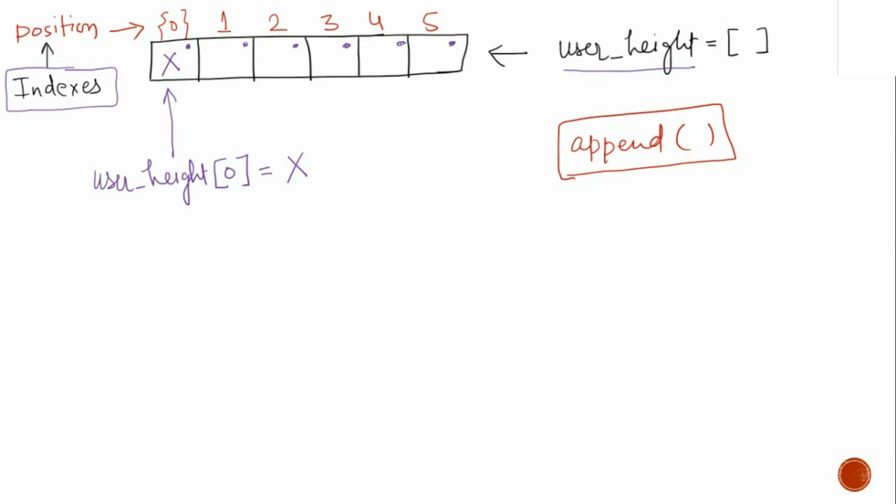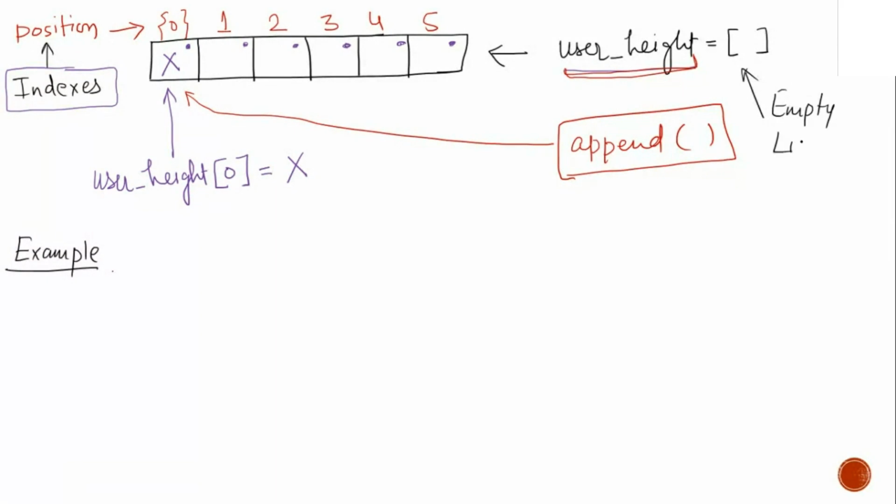So I have to use this user height list and then use this append function. Let me take one example. So the empty list is clear to you. This was your empty list.